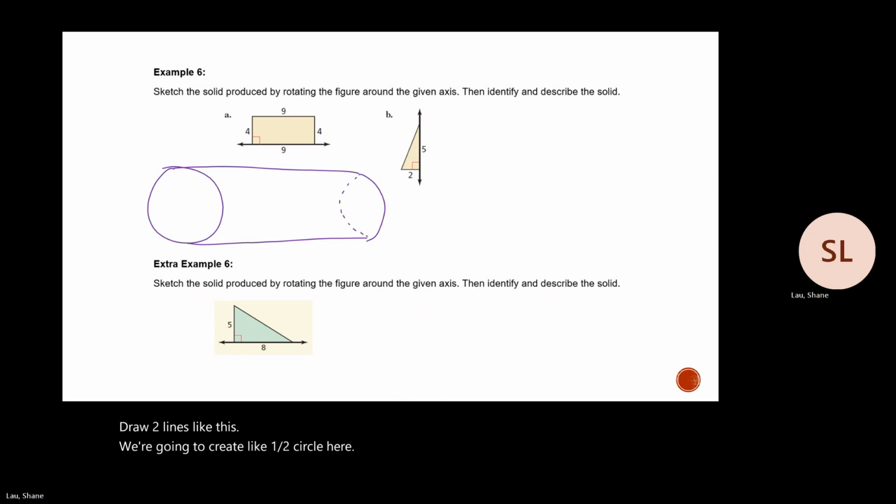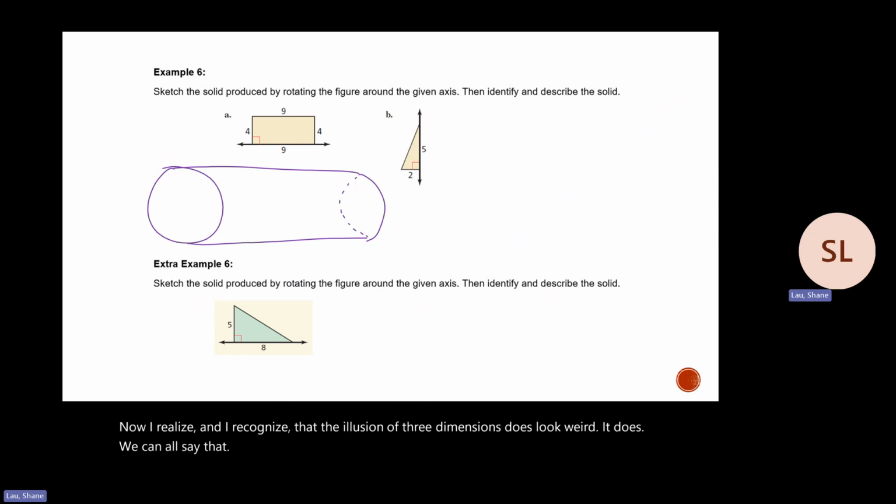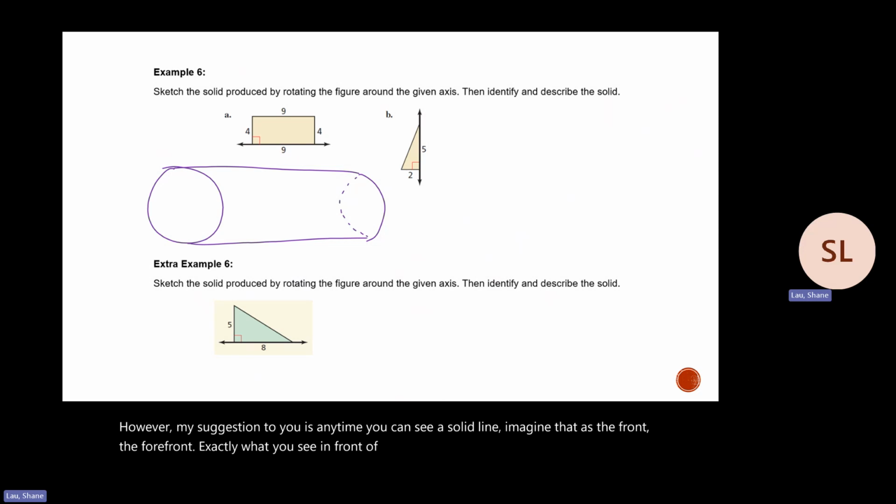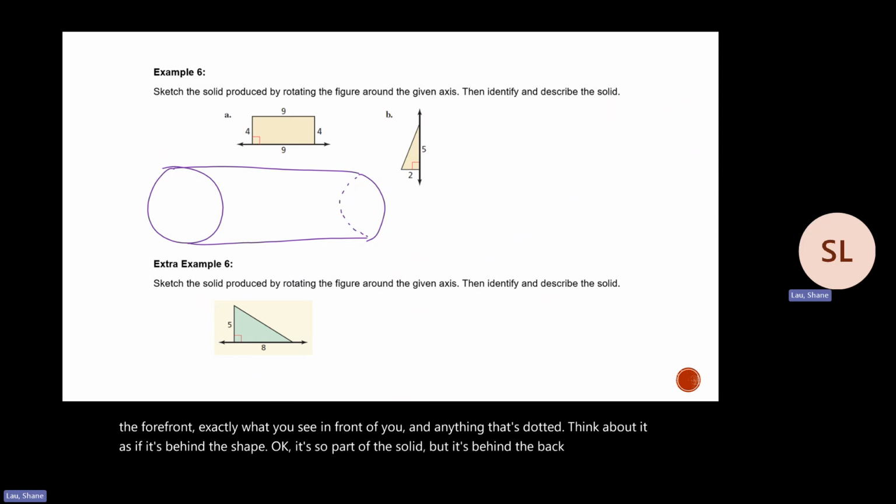Now I recognize that the illusion of 3 dimensions does look weird. We can all say that. However, my suggestion to you is anytime you see a solid line, imagine that as the forefront, exactly what you see in front of you. And anything that's dotted, think about it as if it's behind the shape. It's still part of the solid, but it's behind the front images.